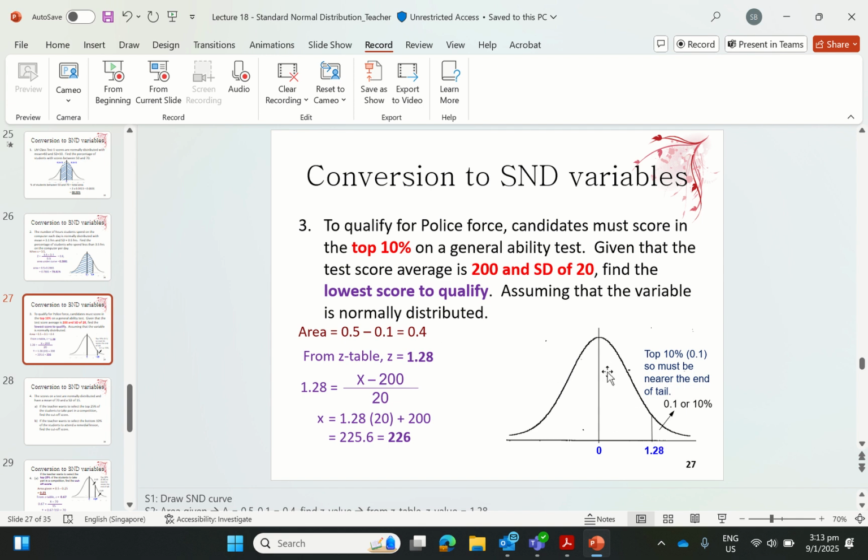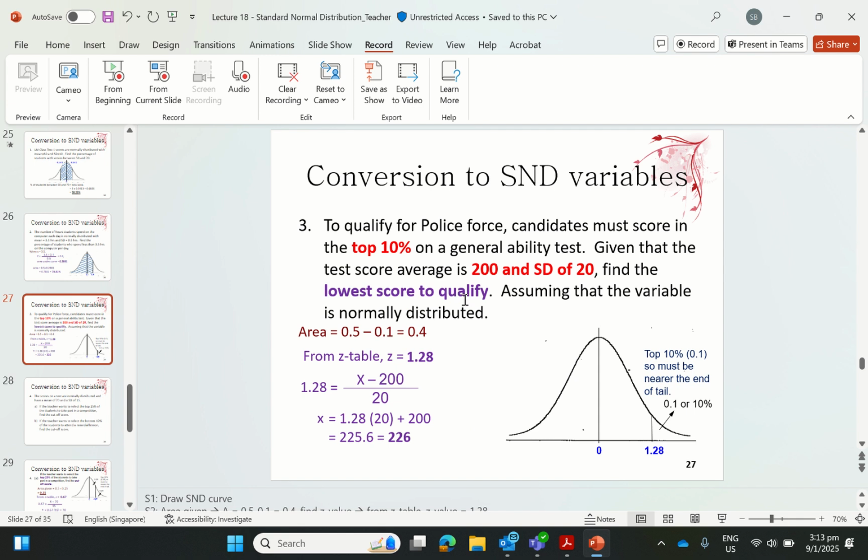Okay, so what is the Z value of 0.4? If I use the Z table, I should get 1.28. So this Z value is 1.28. Okay, so Z now is reversed. Z is the one that is given, I mean calculated here. You get this value already. Now you need to find the real life value. What is the real life value?